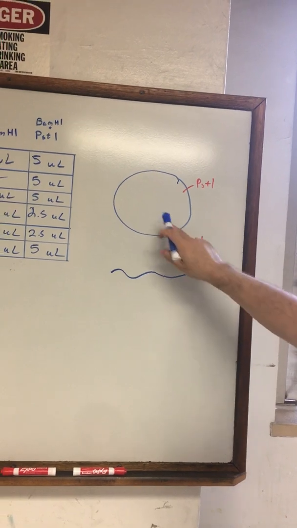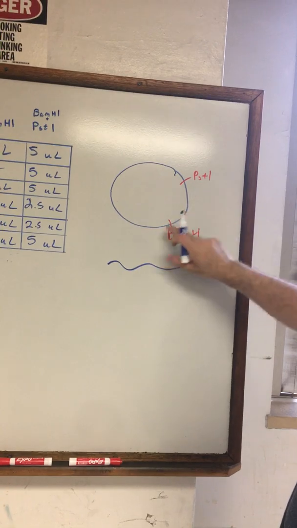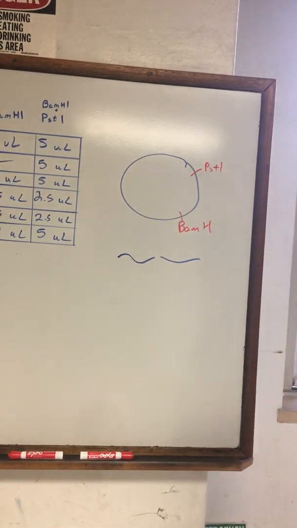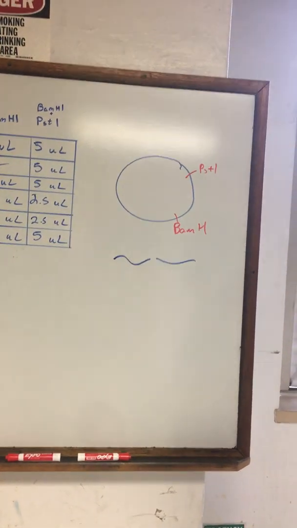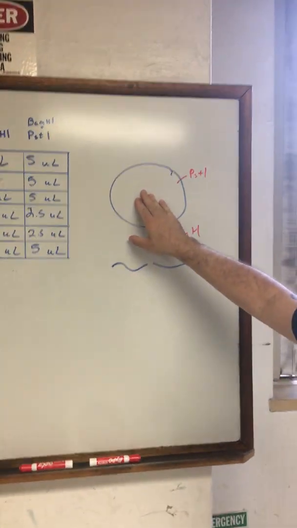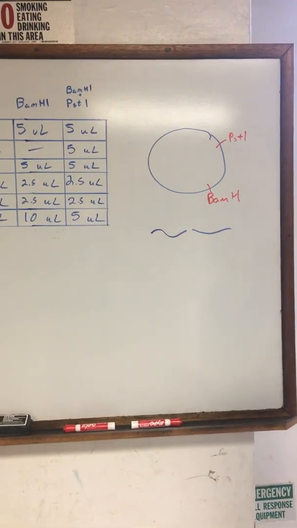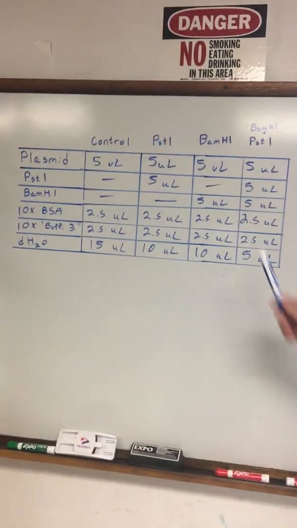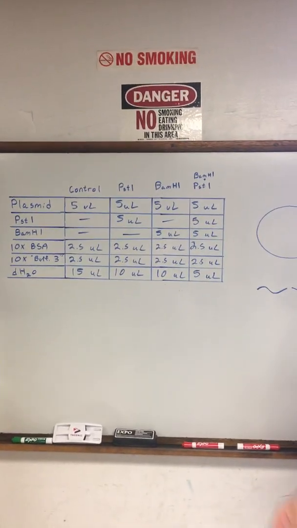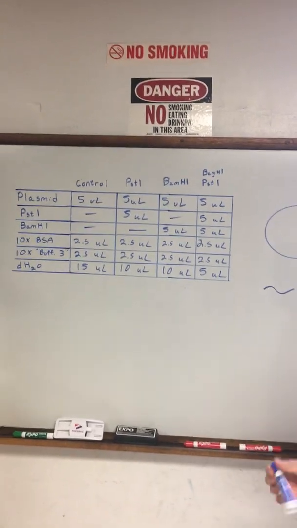If we were to treat this plasmid with both of these enzymes at the same time, we would get a cut here and a cut here. And the result would be two separate linearized pieces of DNA. So the purpose of this experiment is we're going to be looking at two different plasmids, again pBR322 and pUC19, and we're going to be doing single digests with just PstI and just BamHI, and we'll be doing a double digest with BamHI and PstI all together.